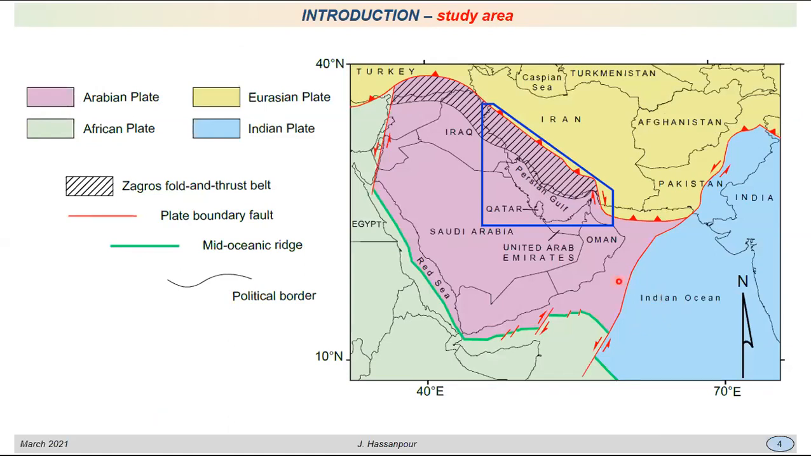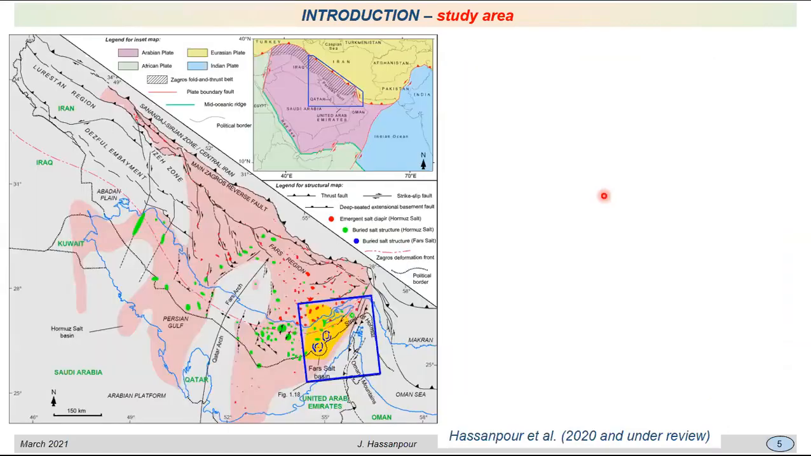So my study area is this part of the Persian Gulf, the easternmost part of the Persian Gulf, which itself is part of the Arabian Plate and is located in the northeast part of the Arabian Plate. The Arabian Plate itself is surrounded by three main tectonic plates: the Eurasian plate to the north, the Indian plate to the east, and the African plate to the south and west. So I'm going to show a zoom in of this blue polygon.